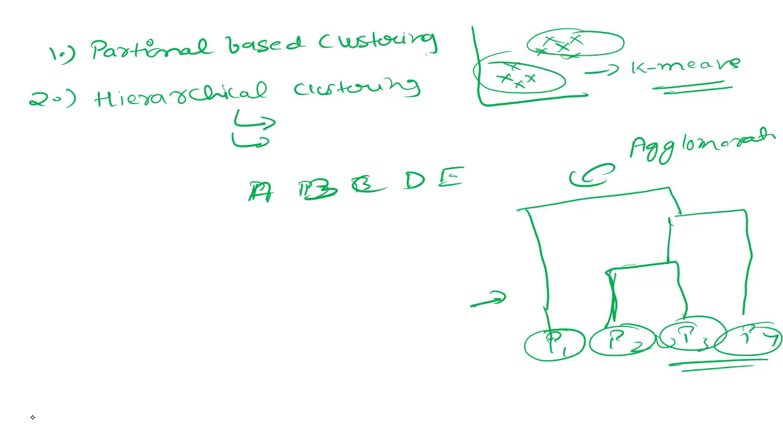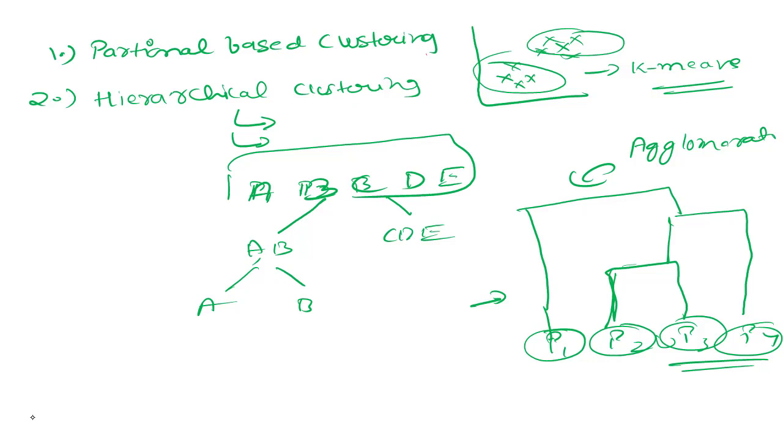Like this: first you divide A and B, A, B as one cluster. Then you have C, D, E. Then you divide A and B into different clusters. So you have this whole dendrogram-like structure. This is just the opposite of agglomerative. Here we are making different clusters.